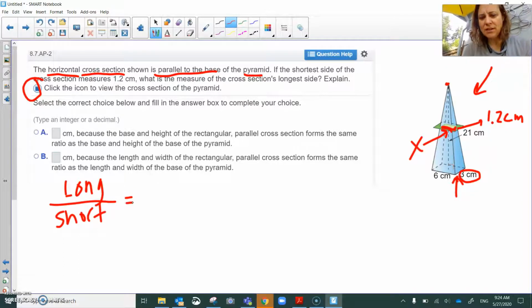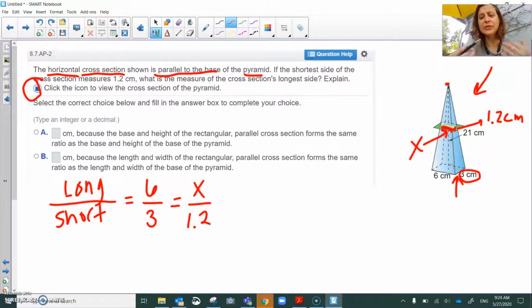So the long side is 6 centimeters. The short side is 3 centimeters. And then when we look at the cross section, the long side, we're not sure what it is, and the short side is 1.2 centimeters. So we're going to do this ratio. We're going to try to figure out the missing part. This takes us back a couple chapters. I want to figure out what I would have to do to the 3. What would I multiply 3 by to get 1.2?